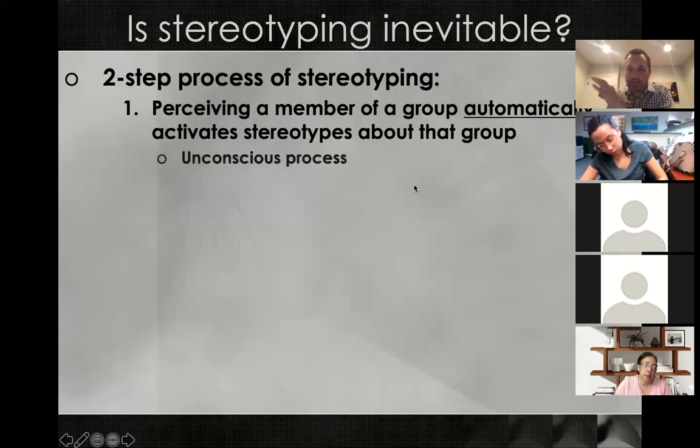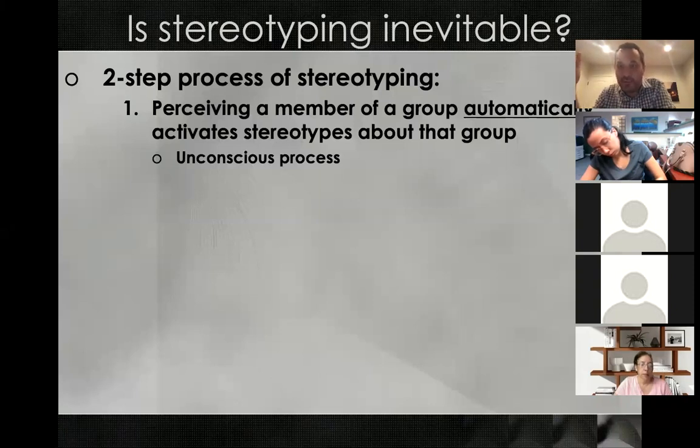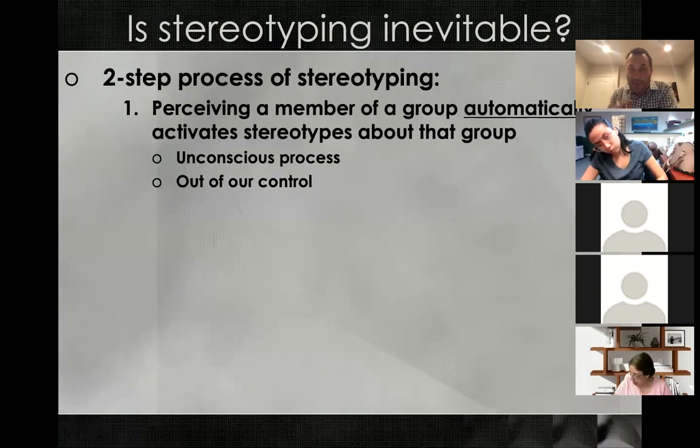Now, the important idea here is that this first process, this first step, is completely unconscious. You're not necessarily aware that this is even happening, okay? It's happening at a level below your consciousness. You're not trying to make it happen, it just automatically gets triggered. And that's the second aspect, that it's out of our control. There's nothing we can do about it.